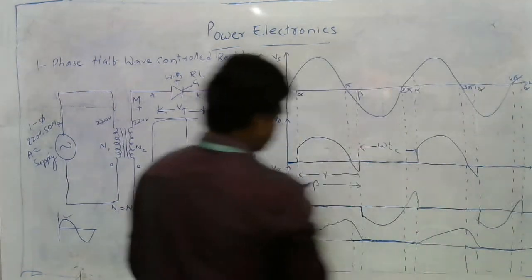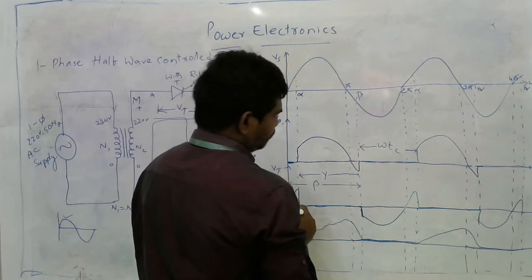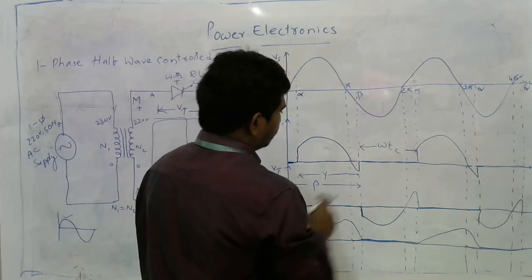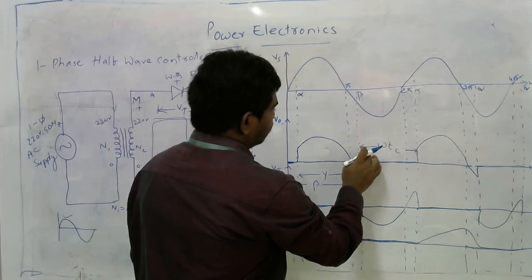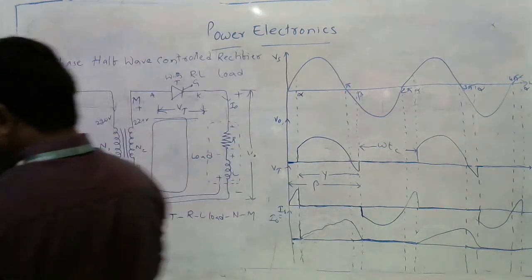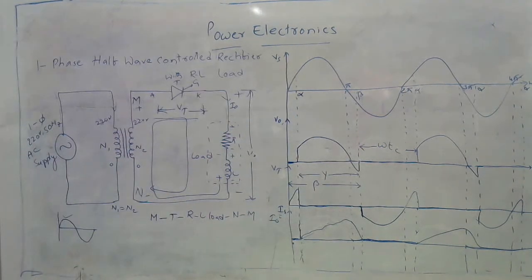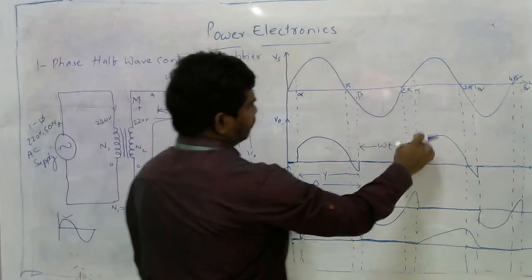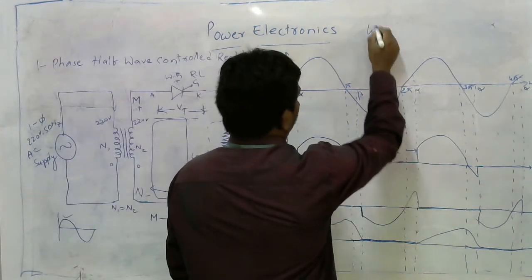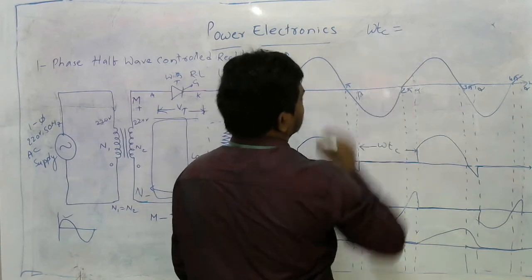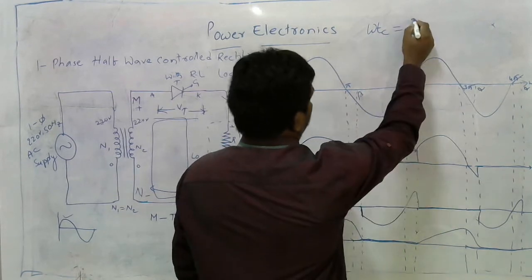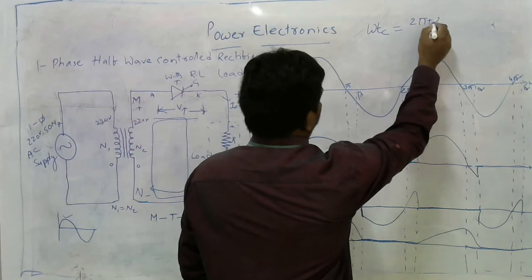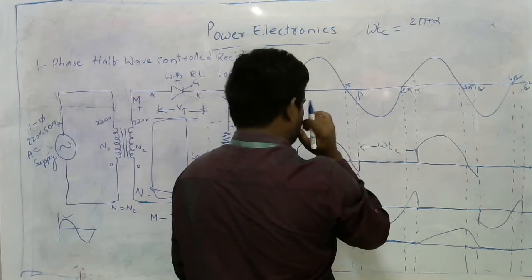Look at this. This is beta. Then 2 pi plus alpha. I'm writing over here: omega Tc is equal to, the upper limit is 2 pi plus alpha.